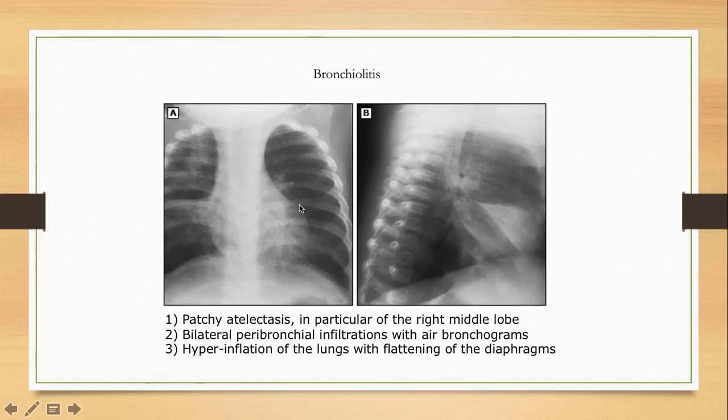Here is an X-ray showing RSV bronchiolitis. So you can see one of the 3 different findings you can see on the X-ray. People can have patchy atelectasis, you can see right here in the middle lobe, and then they can also have bilateral bronchial infiltrations. They can also have some flattening of the diaphragm. That is usually because they are trying to expand their lungs, and that's how you see flattening of the diaphragm.